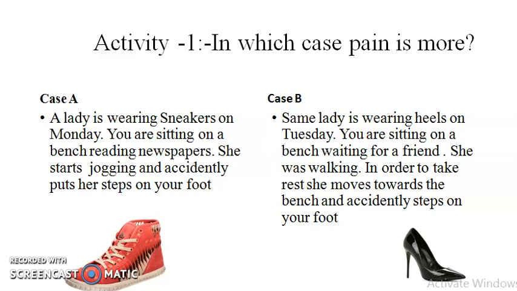Here comes activity number 1. So what is the case here? A lady is wearing sneakers and she steps on your foot accidentally, and in case B, the lady wears sharp heels and she steps on you accidentally. Which will be more painful? Obviously case B. Why so?